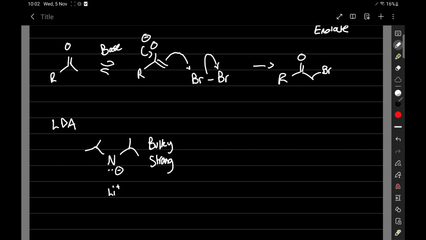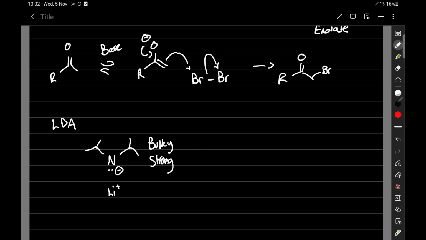So the bulkiness means two things. One is that it's not a very good nucleophile because it would bump in the way if it tried to react. So mostly LDA will just deprotonate things, which is excellent, because sometimes we don't want our base to act as a nucleophile because it will spoil the reaction.